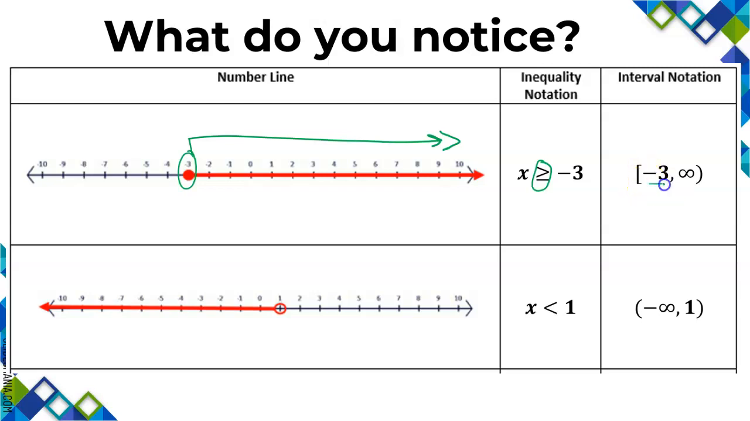So we have the -3, and we have that bracket, which means it could be equal to, but now we have this infinity thrown in. Why do you think we have infinity over there? Well, it has to do with the fact that we always need two values in interval notation. We need the smallest that it could be, and we need the biggest that it could be. So the smallest is -3, and the biggest that it could possibly be is infinity.